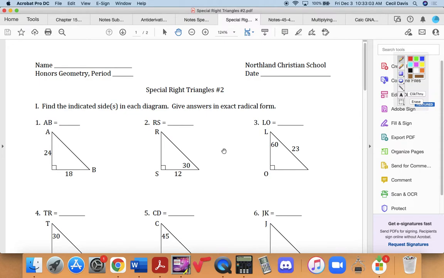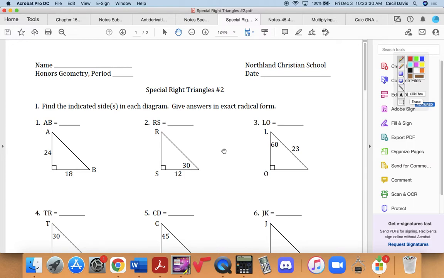All right, so number 1 is 30. Number 2 is 4 square roots of 3. Number 3 is 23 over 2, or if you wanted to make it 11.5, I'd be okay with that. Number 4 is 22 square roots of 3. Number 5 is 16 square roots of 2. Number 6 is 36. Number 7 is 16.